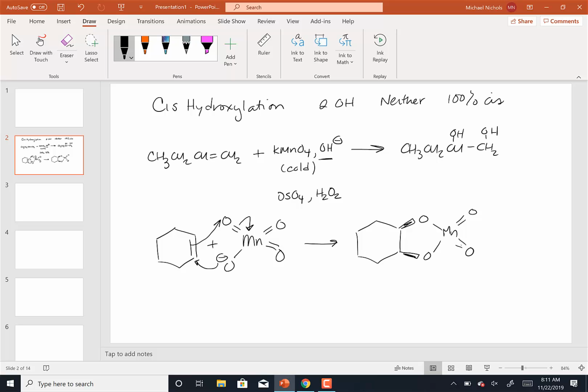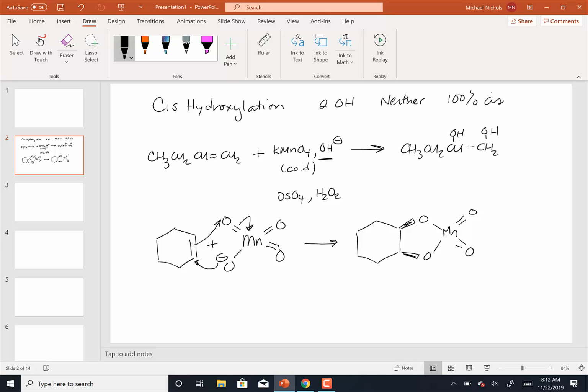Now, this 5-membered ring is the reason why it's going to be cis addition, because a 5-membered ring is not big enough for one oxygen to add to the top of the ring and stretch all the way around to add the oxygen to the bottom side of the ring. That can't happen. And so in this 5-membered ring, the oxygens either have to add both to the top or both to the bottom, but the ring isn't big enough to add one top, one bottom. So we have to add cis.